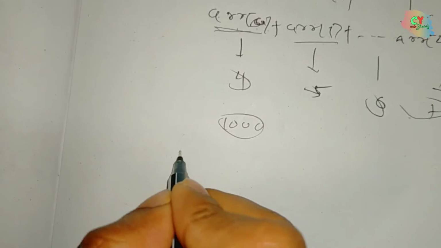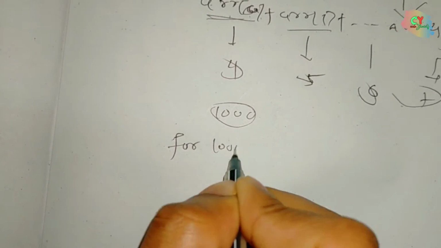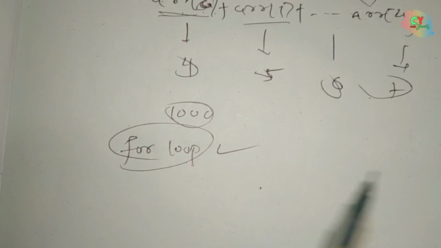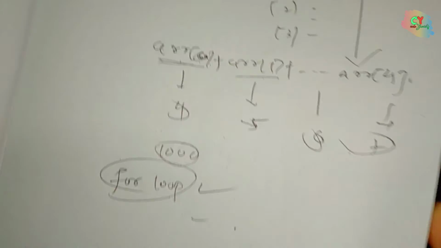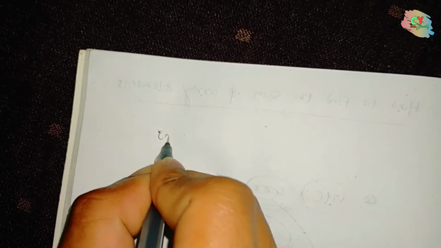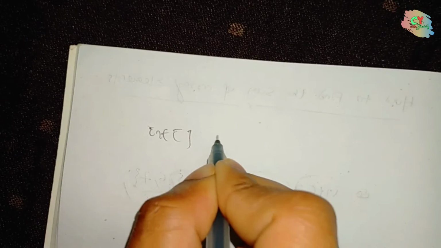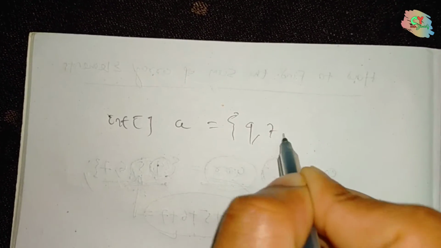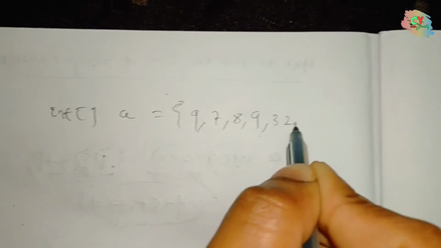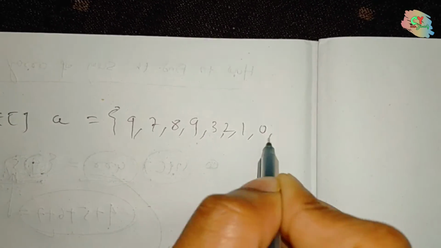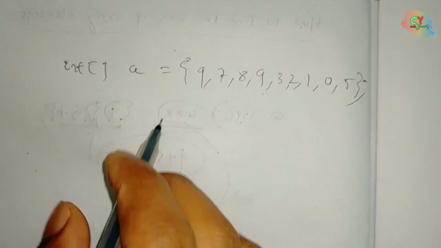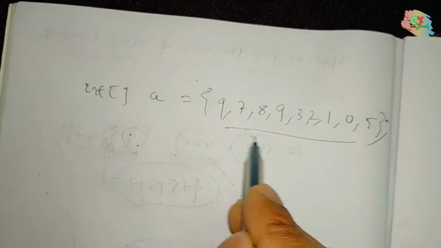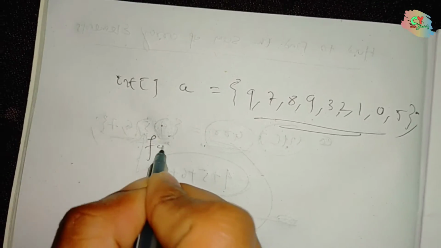So we have to use what? For loop. We have to use for loop to do that. Let's see how we can do that. Here let's declare an array int. The array name is a and the elements are 9, 7, 6, 9, 3, 2, 1, 0, 5. See how we can find the sum here by using what? For loop.